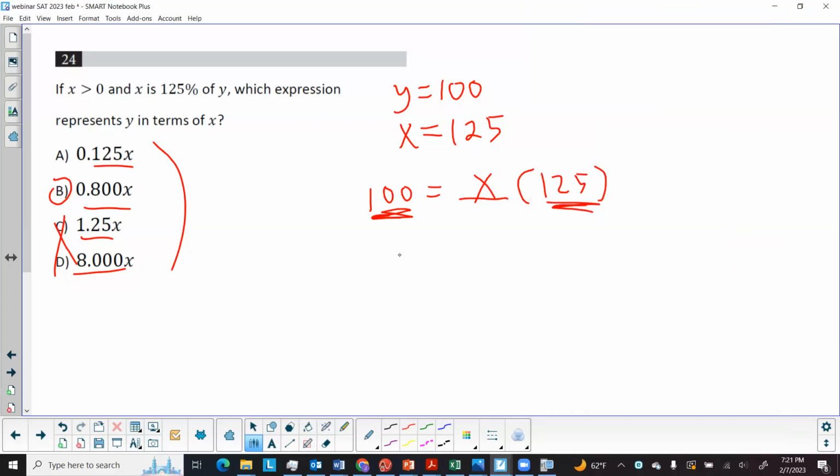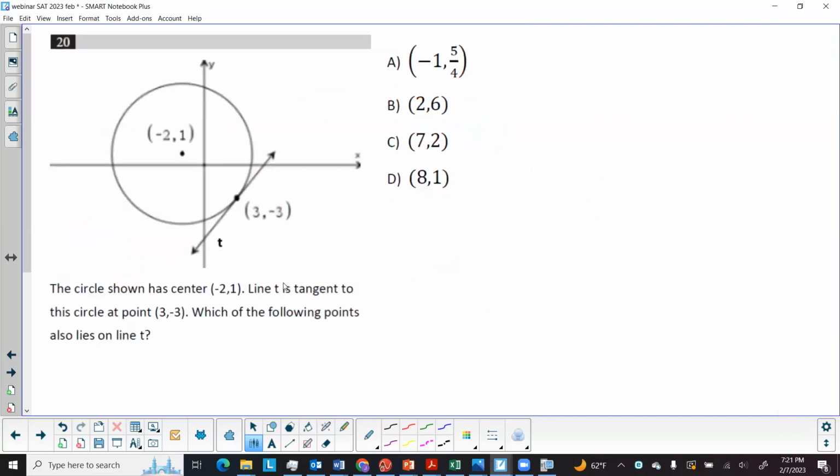I sometimes use the word percent. The emphasis there is cent means 100, so per 100, so you divide by 100 to talk about that. But students need that little help.